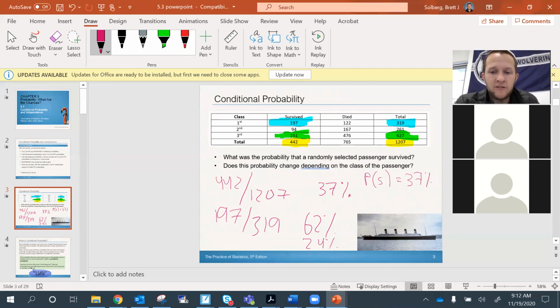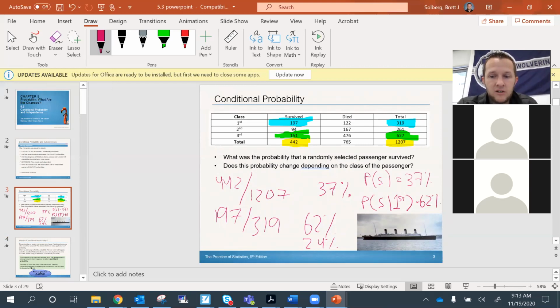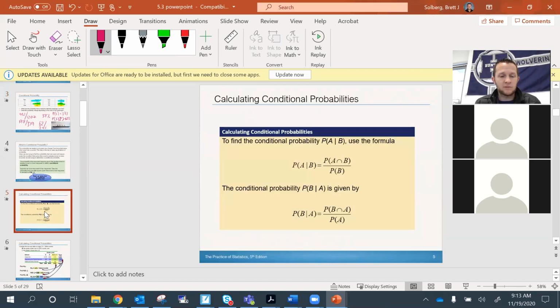But if I wanted to figure out the probability that they survived given that they were in first class, that's what we found to be 62%. So the given that, it's a condition, an event that's already happened. They were in that class and it changed the probability. All right? So that's what we're going to be talking about a lot, conditional probability.